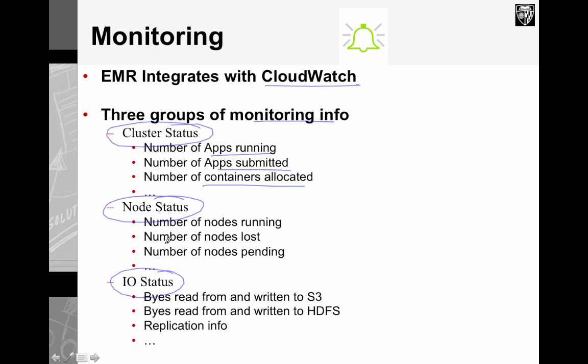There's also node status, which tells you how many nodes are running, how many nodes are lost, how many nodes are pending, and so on and so forth. And then in the IO status group, you get information such as how many bytes have been read from and written to S3, how many bytes have been read from and written to HDFS, replication information, and all kinds of disk IO information is available in IO status.